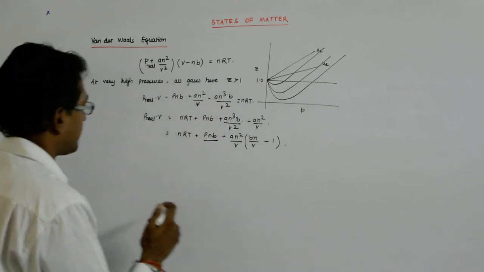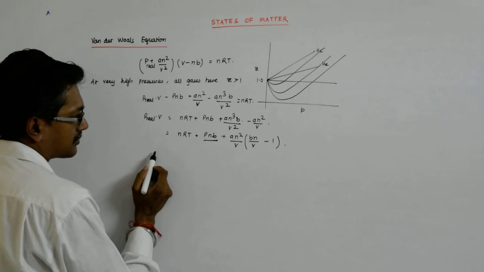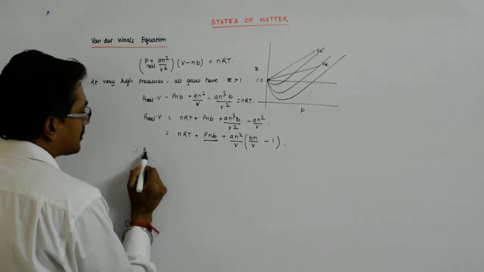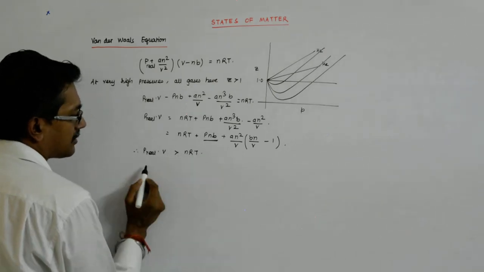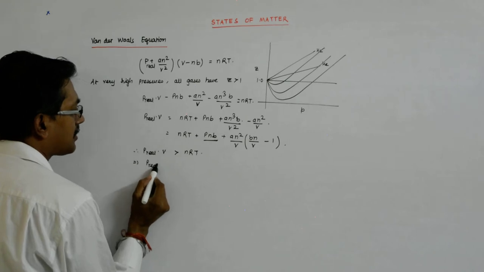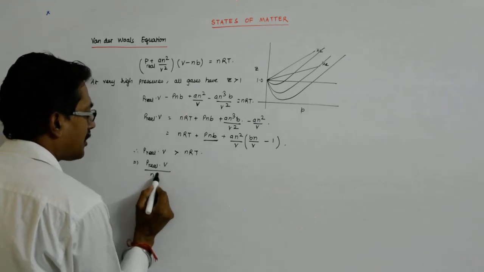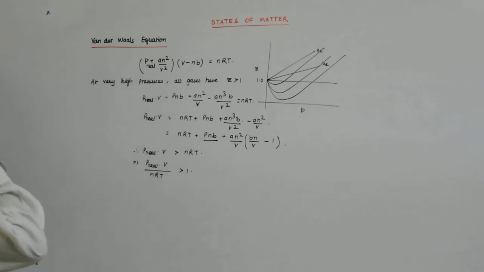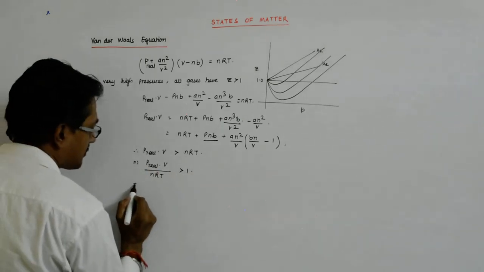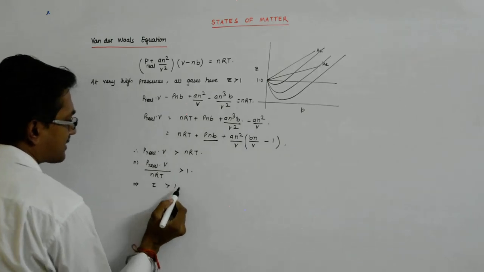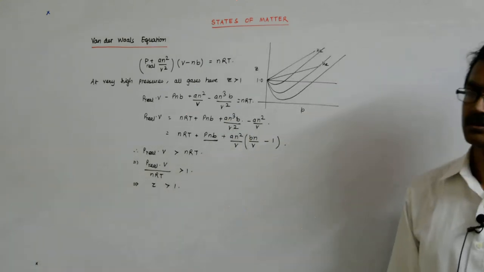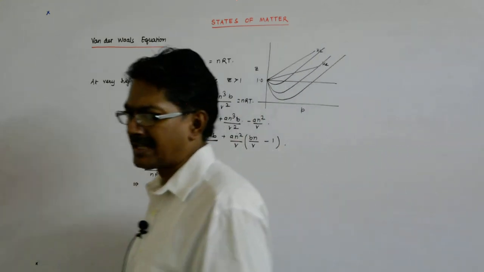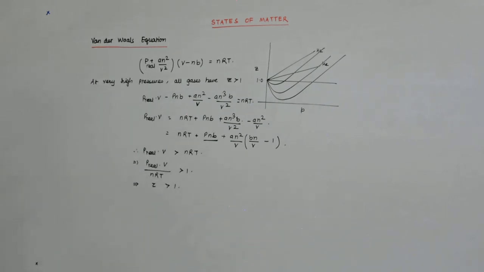Do we get that? Therefore, P real into V is greater than nRT. It implies that P real into V upon nRT is greater than 1. And isn't that what we are calling Z? So Z is greater than 1. Is it not? That is the reason this happens. Okay?